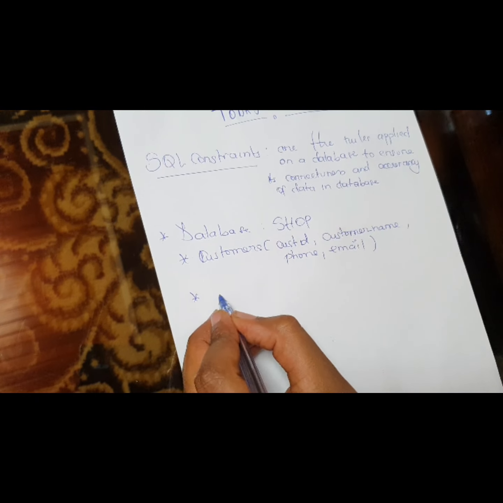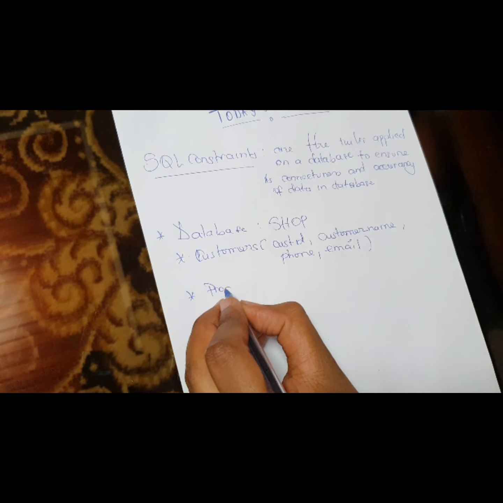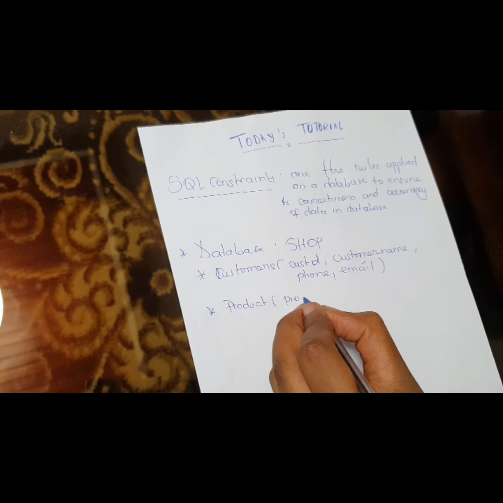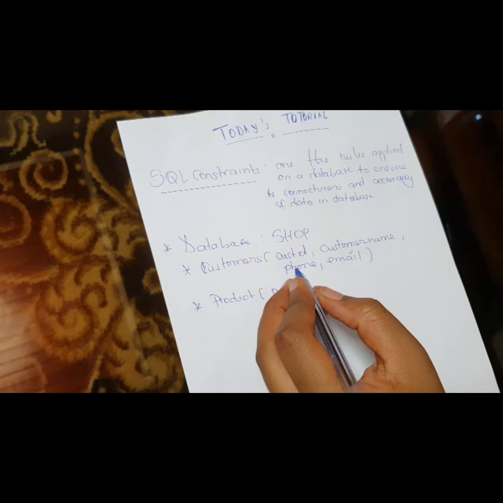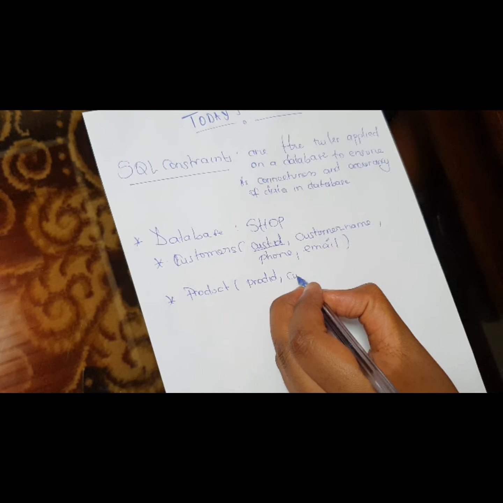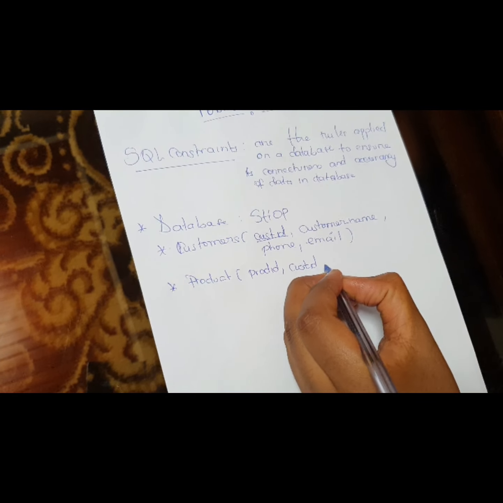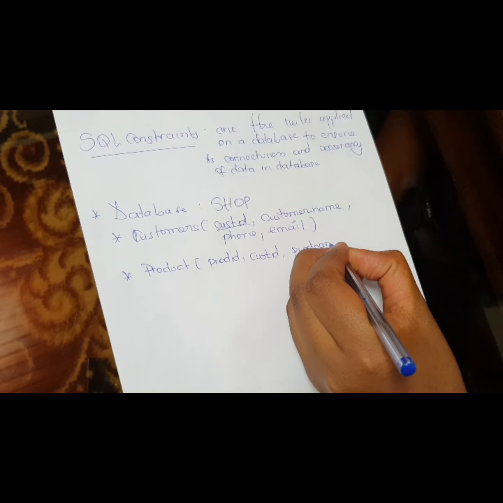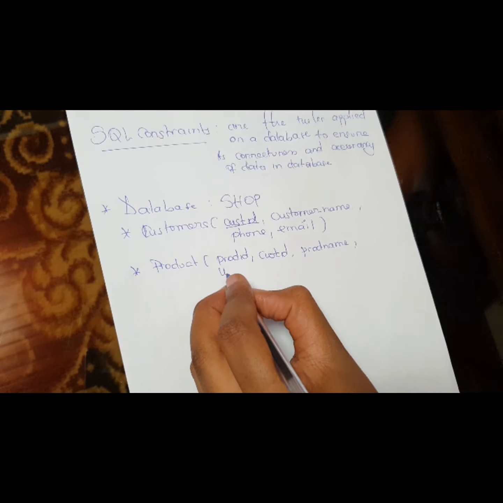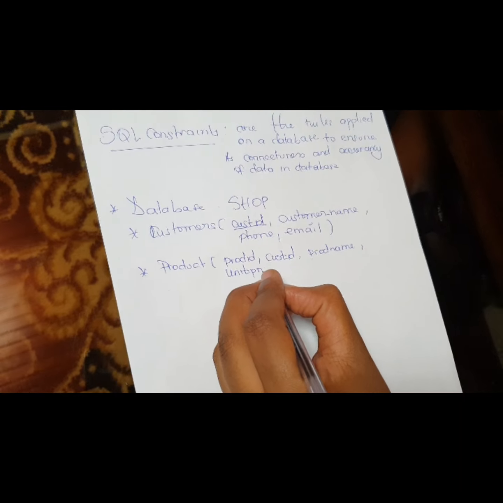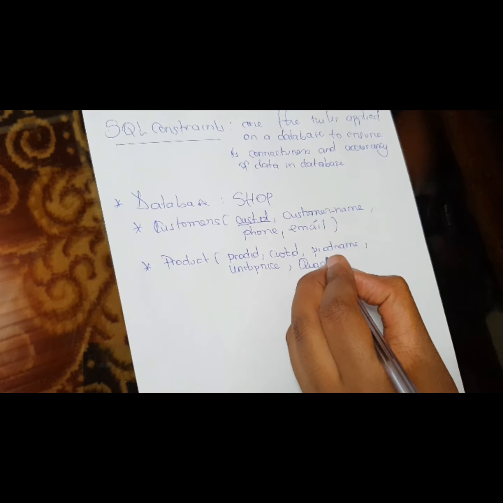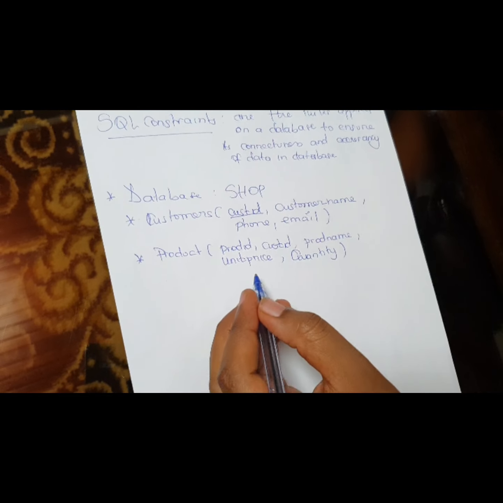We have another table of products that will be found in that shop. We have product ID, customer ID that we reference in product, product name, unit price, and quantity of the product the customer will be buying.